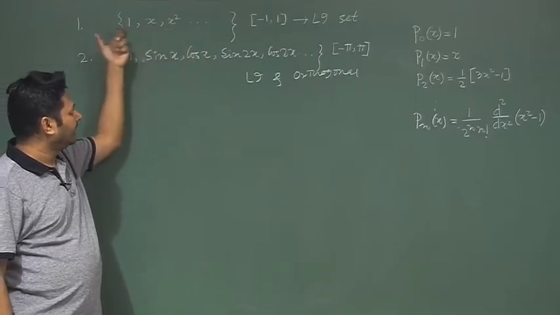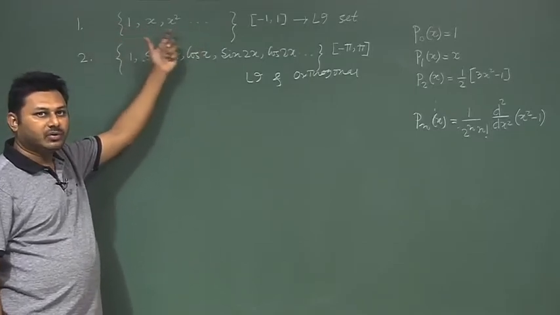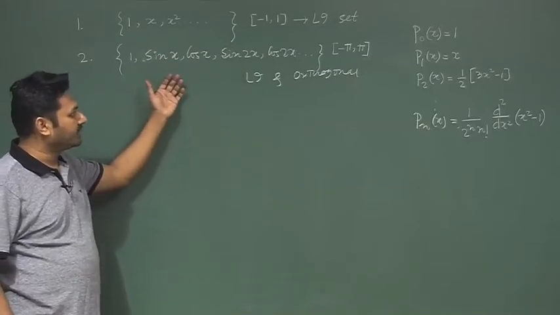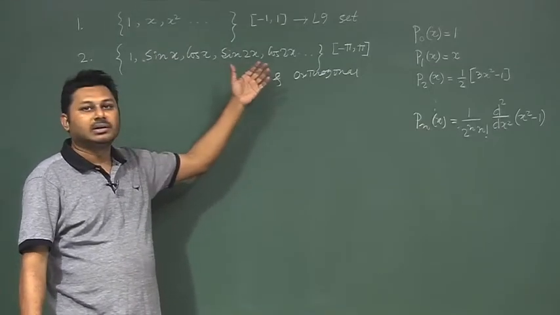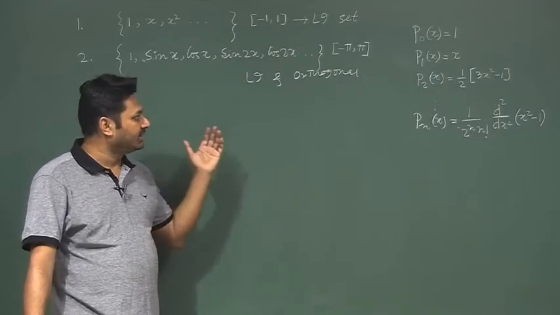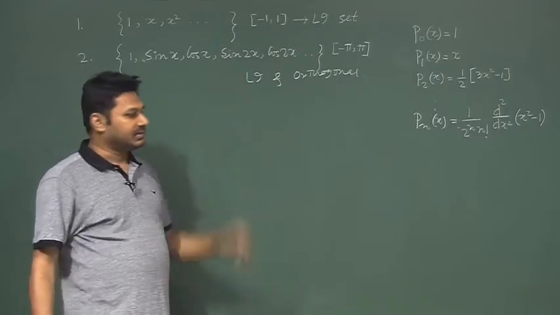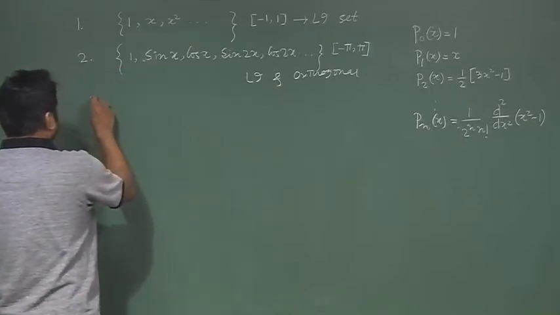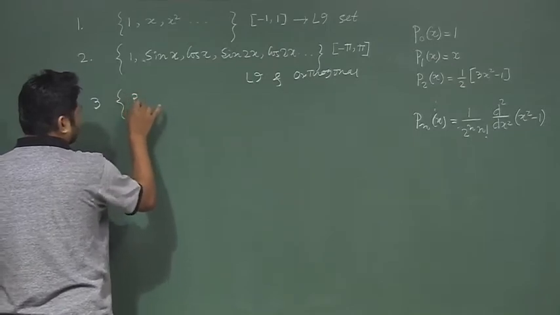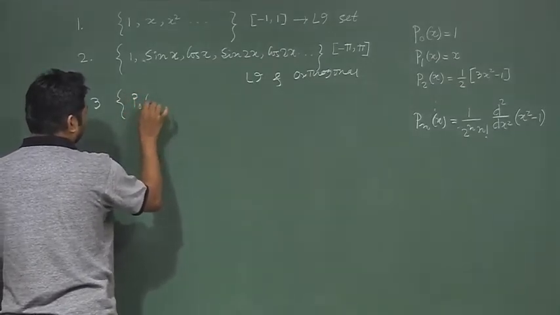So, here is a set of functions which can form a basis. Here is another set of functions which can form a basis. If you remember, the Fourier series is based on this basis. For any function I want to expand in terms of a Fourier series, we use this basis. Next, we found another one last day, which is nothing but the Legendre polynomials.